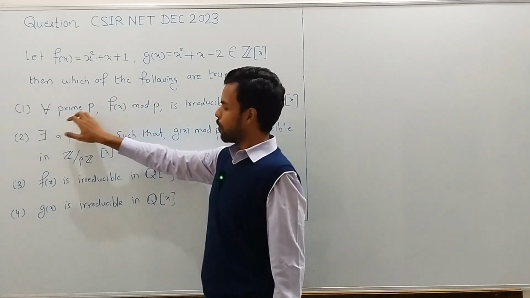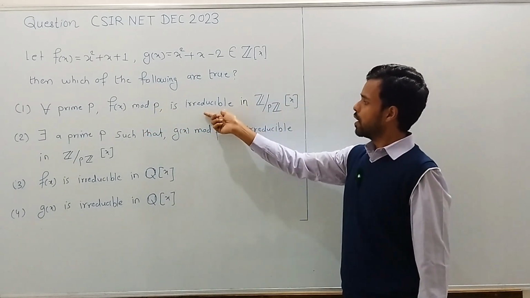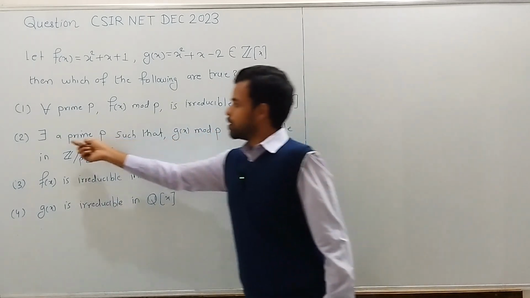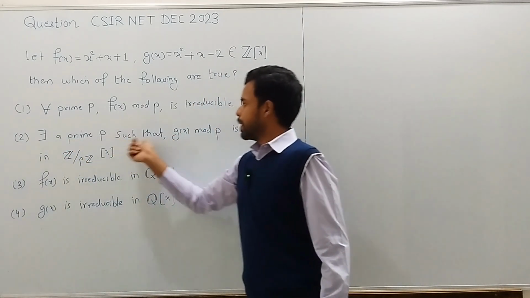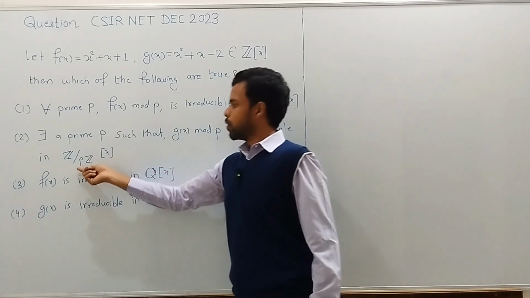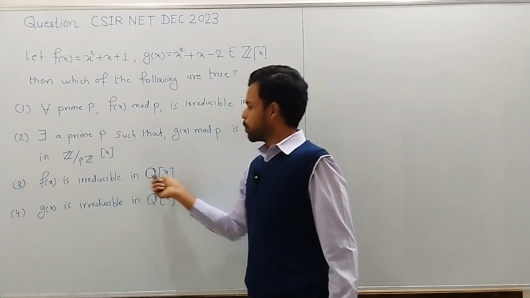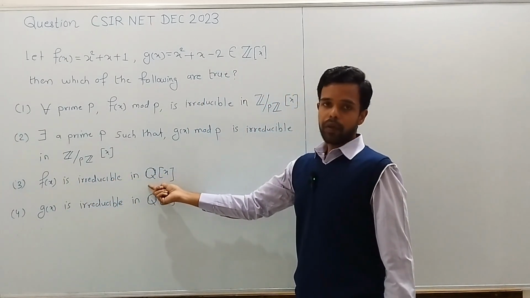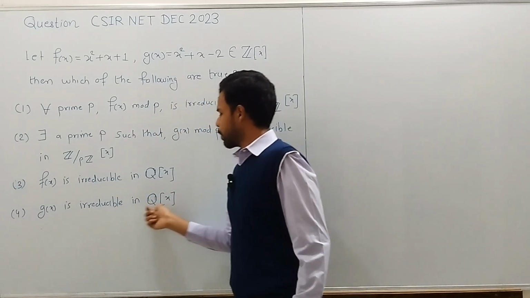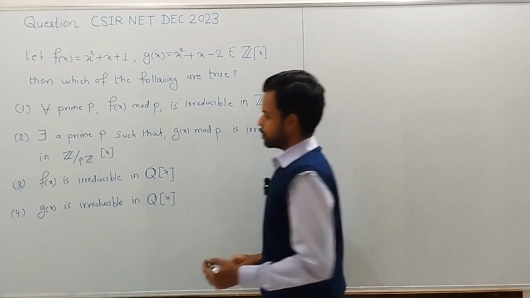Option 1 states that for every prime p, f(x) modulo p is an irreducible polynomial in the polynomial ring Zp[x]. Option 2 states that there exists a prime p such that g(x) modulo p is an irreducible polynomial in the polynomial ring Zp[x]. Option 3 states that f(x) is an irreducible polynomial in Q[x]. And option 4 states that g(x) is an irreducible polynomial in Q[x]. So let's begin the solution.